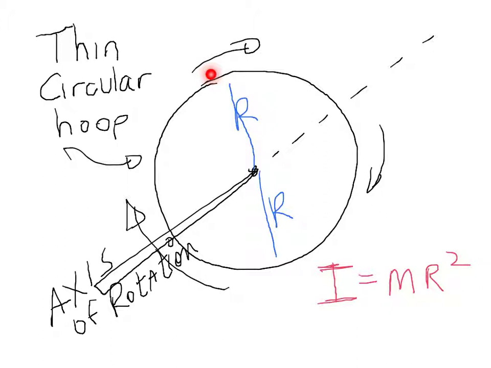The moment of inertia, in this case, is the mass times the radius squared. This is the same equation that we use for the hyperverse. All of the mass is at an equal distance from the axis of rotation. And our k value is equal to 1, our moment of inertia constant.